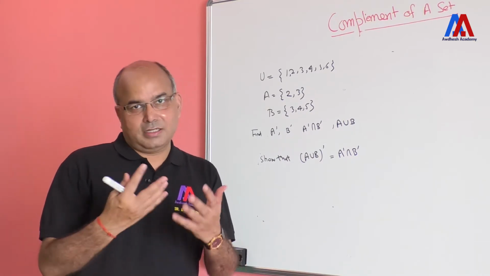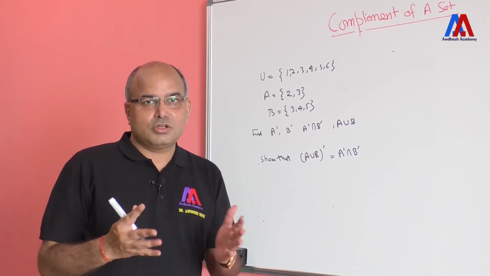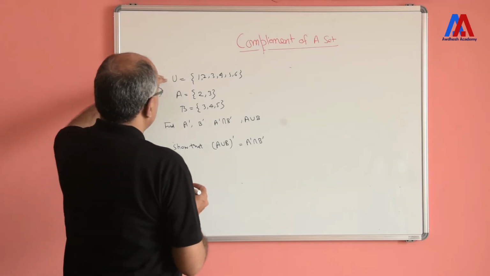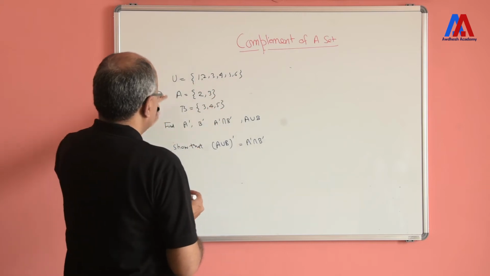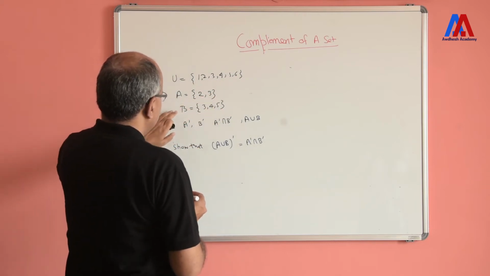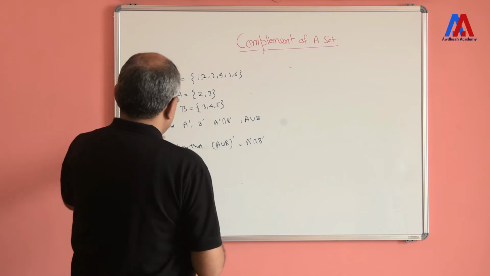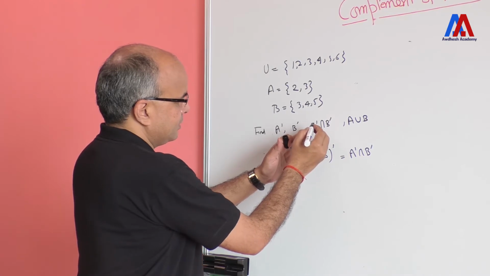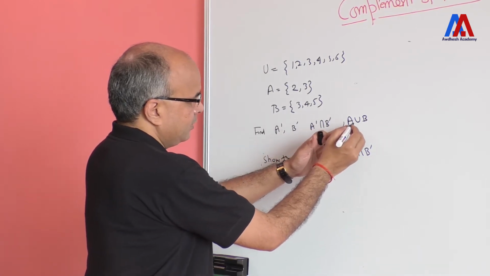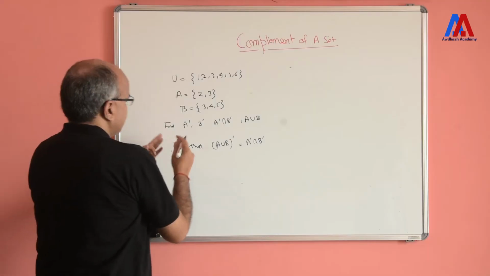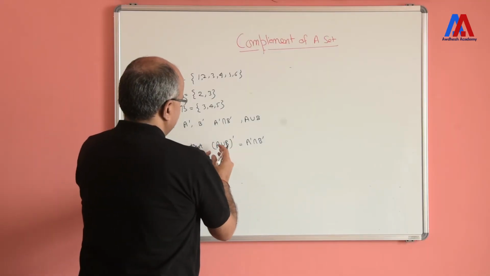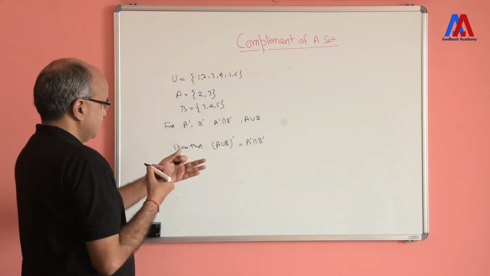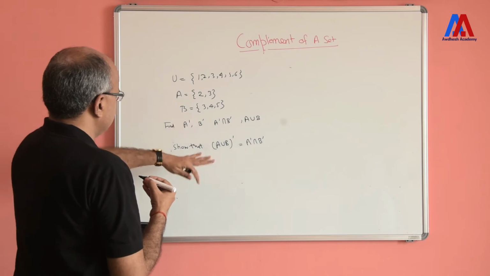Now let us take a second example to understand this concept of the complement of a set. Let us presume that U is equal to 1, 2, 3, 4, 5, 6, A is equal to 2, 3, and B is equal to 3, 4, 5. We have to find A dash, B dash, A dash intersection B dash, and A union B, and show that the complement of A union B is equal to A dash intersection B dash. Let us solve the problem and you will see how easily we can solve it.